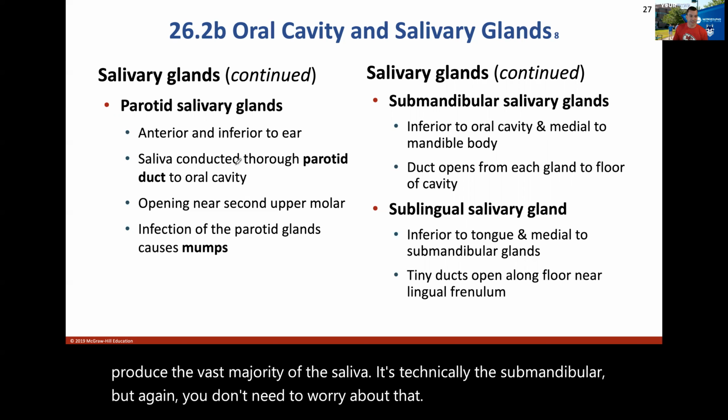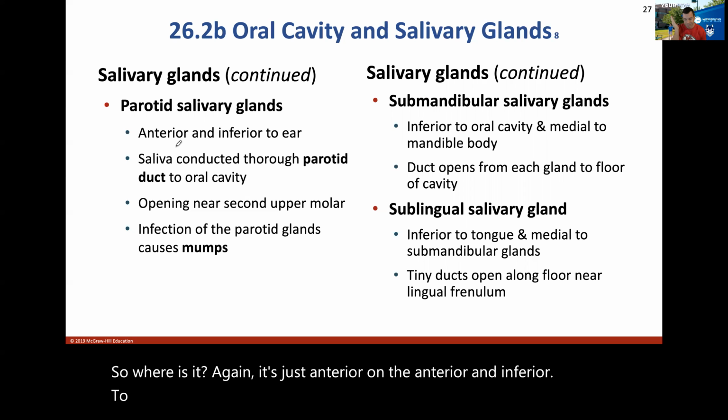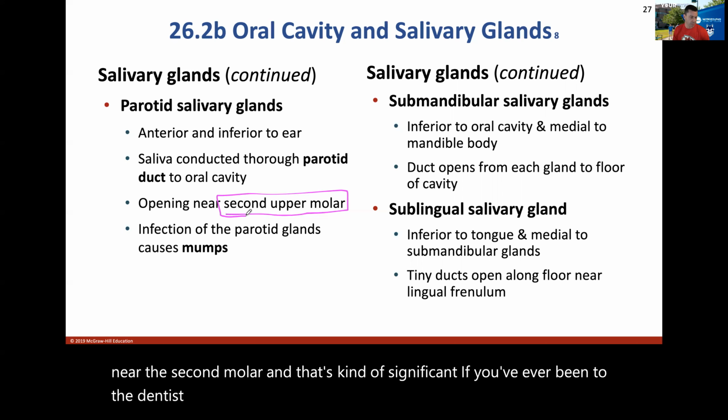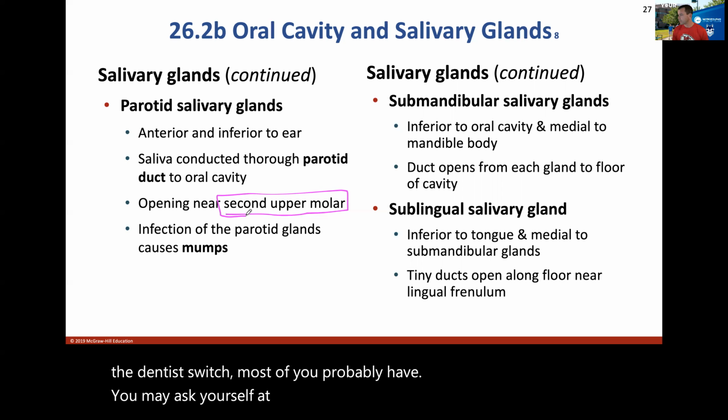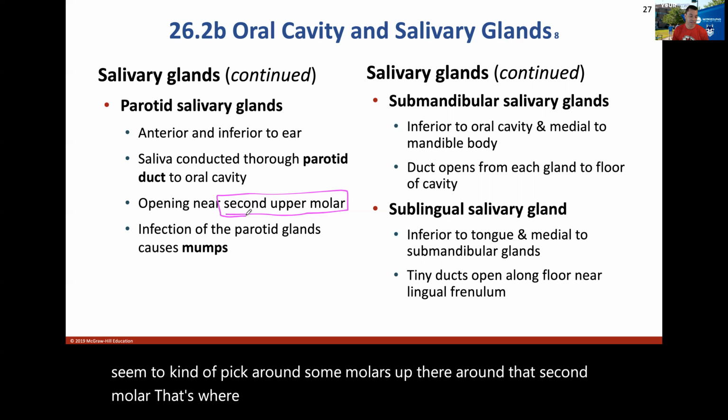So where is it? Again, it sits just anterior, on the anterior and inferior to the ear, pretty straightforward. It has a parotid duct, and that actually empties out near the second molar, and that's kind of significant. If you've ever been to the dentist, which most of you probably have, you may ask yourself, at least I do, why do the dental hygienists always seem to kind of pick around some molars up there, around that second molar? Well, that's where the parotid gland duct empties out onto.